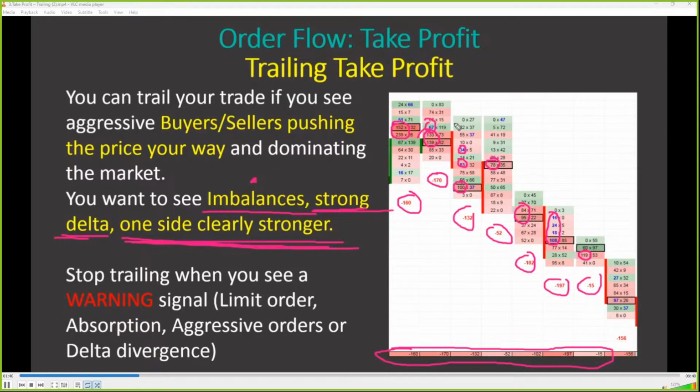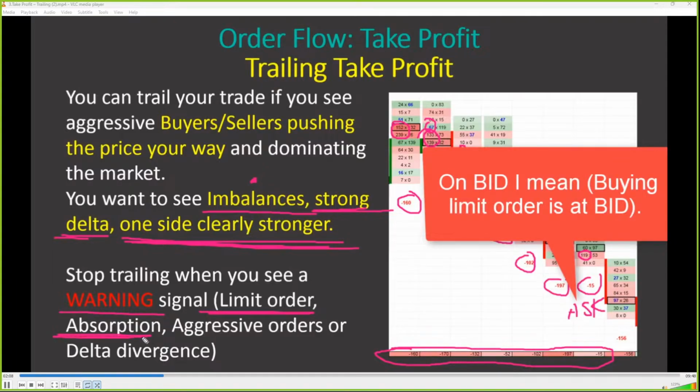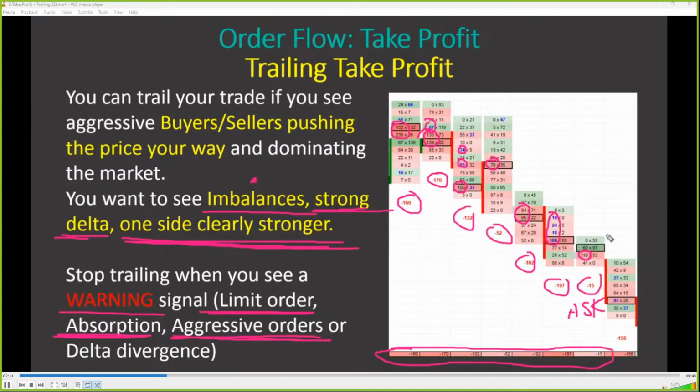Now, when you should stop trailing your position is when you see a warning signal like I showed you in the previous video. So in this example, it would be a sign that buyers are entering the market. So you would see, for example, a buying limit order, which would be on ask, or absorption, or aggressive orders, in this case on ask. So aggressive buyers would be on ask, the right side of the footprint.